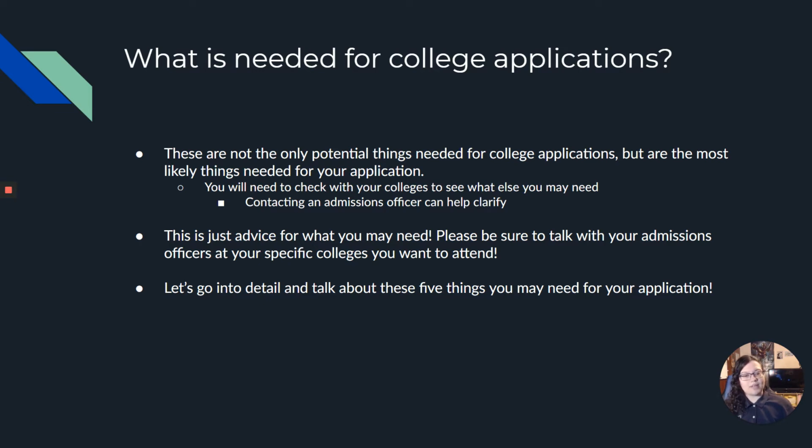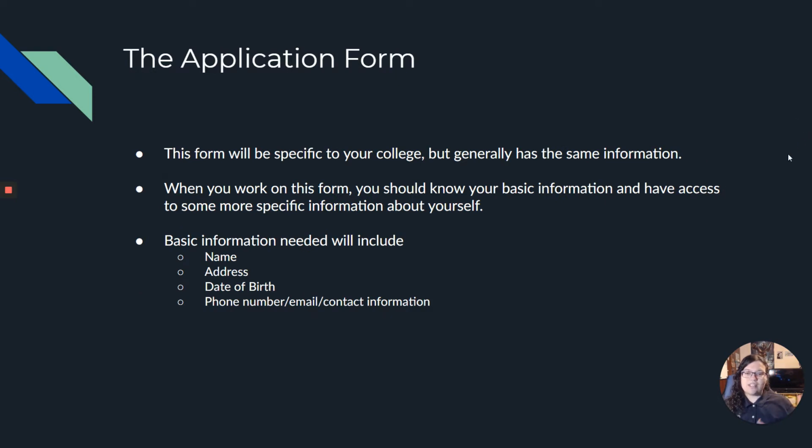But let's go ahead and talk about the 5 things you may need for your application. The first thing is the application form itself. This is a form that will be specific to the college, except they do have a general one that's only accepted by 300 colleges. So they may have you do a more general form, but usually you'll be filling out the form specifically for that college. They all generally contain the same information, though.